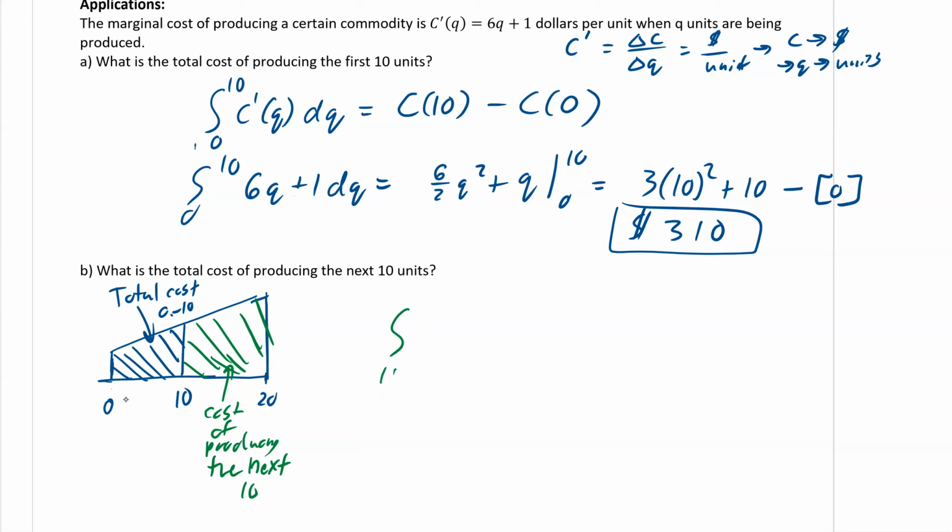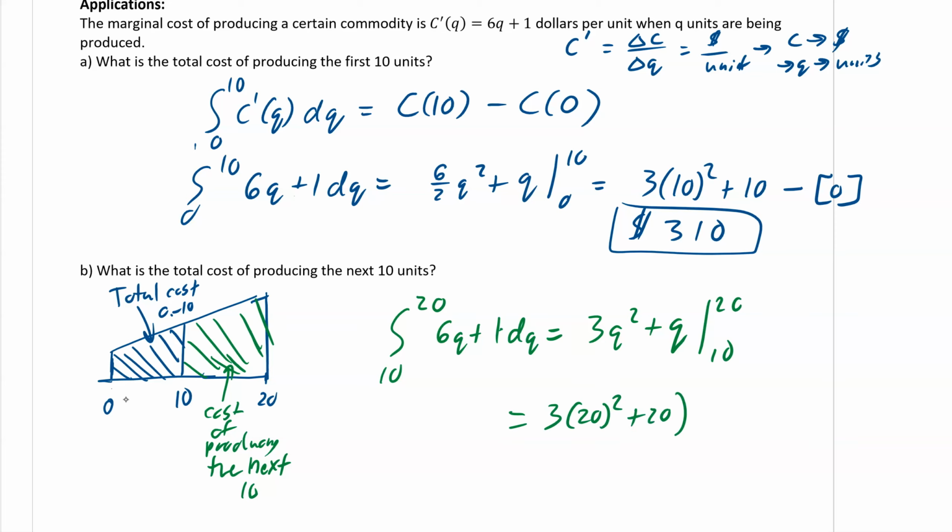So the integral from 10 to 20 of 6Q plus 1 dQ equals, and again we get the same exact thing, 3Q squared plus Q, from 10 to 20. Now when we plug them in, you'll probably see it a little bit better. That's the total cost, if you think about it, of producing 20 units, minus the total cost of producing 10. Now, what we're doing here is plugging it in. If there was some constant sitting there, that constant would be here, and they're both being subtracted away. So what does this give us?